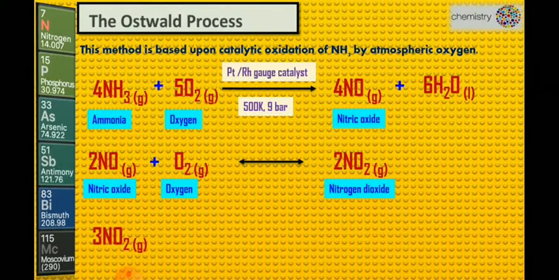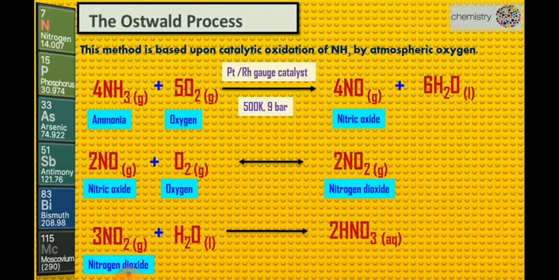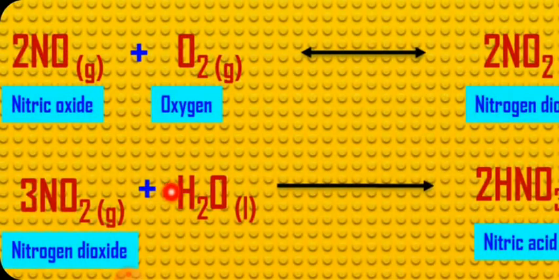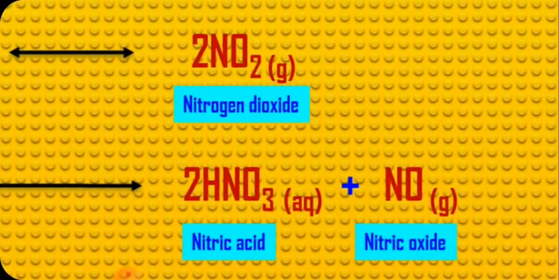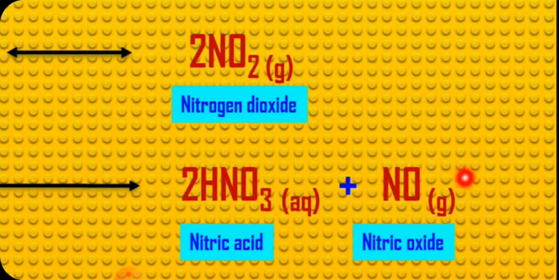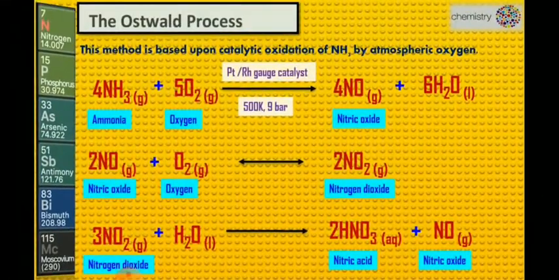The nitrogen dioxide formed in the second step dissolves in water forming HNO3, nitric acid, along with the formation of a byproduct, nitric oxide. So this is the third step: 3NO2, nitrogen dioxide, dissolved in water forming 2HNO3, nitric acid, plus nitric oxide. These are the 3 steps involved in the manufacture of nitric acid by Ostwald's process.